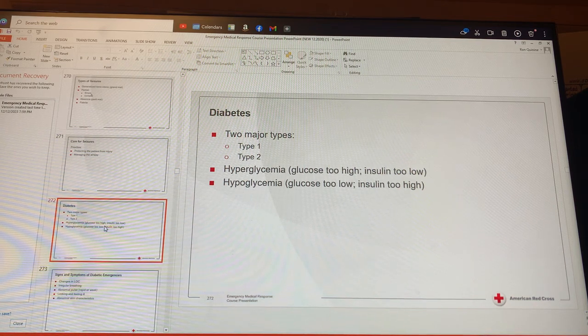Diabetes. Okay? So you have two major types, type 1 and type 2. Hyperglycemic, glucose too high, insulin too low. Hypoglycemic, glucose too low, insulin too high. Okay?